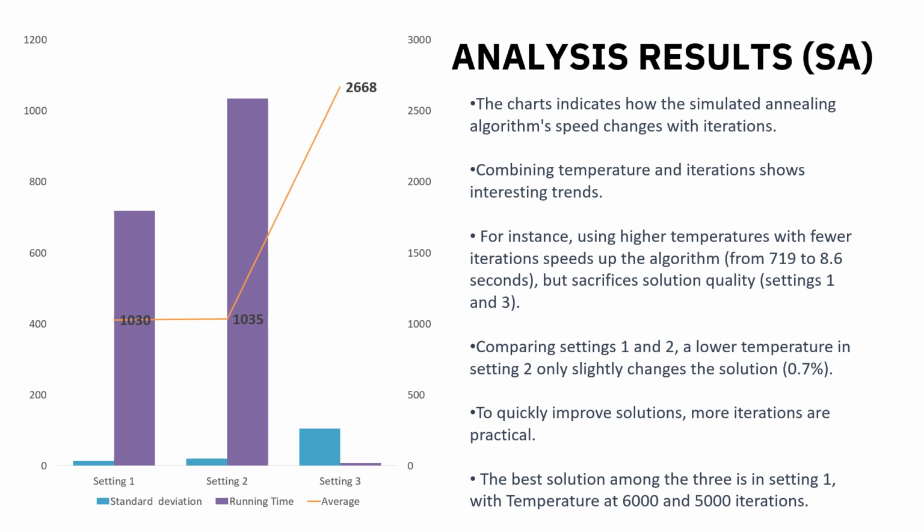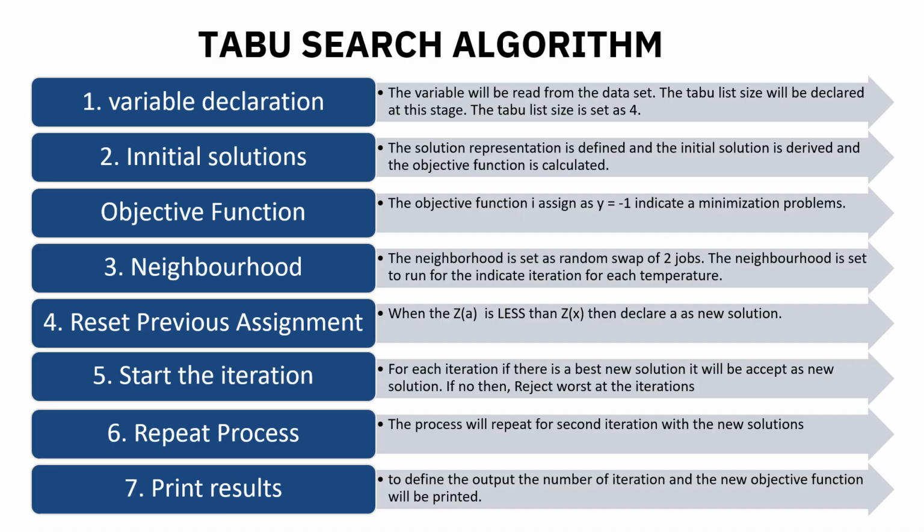So the best solution, as you can see among these three, setting 1 is having the best solution, with a solution value of 130, where the setting is having 6,000 in temperature and 5,000 iterations, which is the highest among the three. So let's just move on to the next one, which is taboo search.